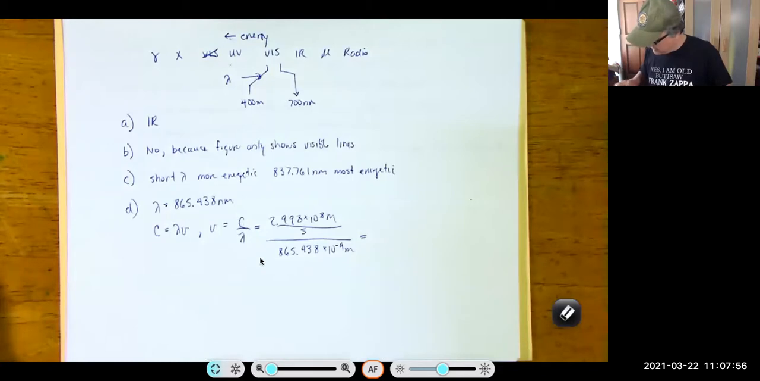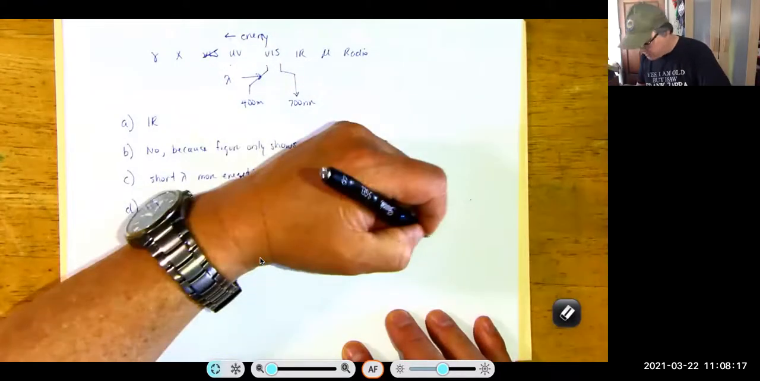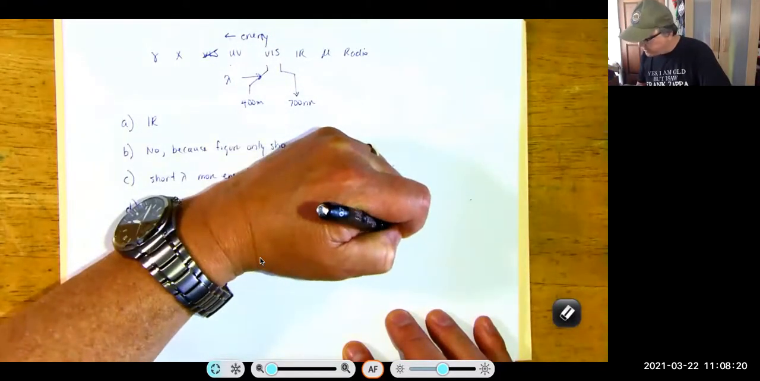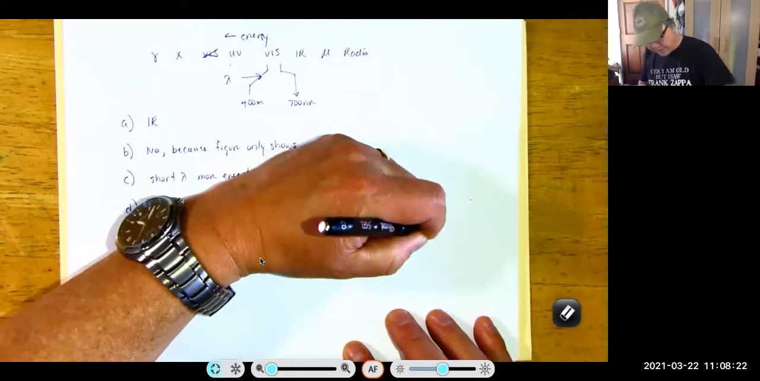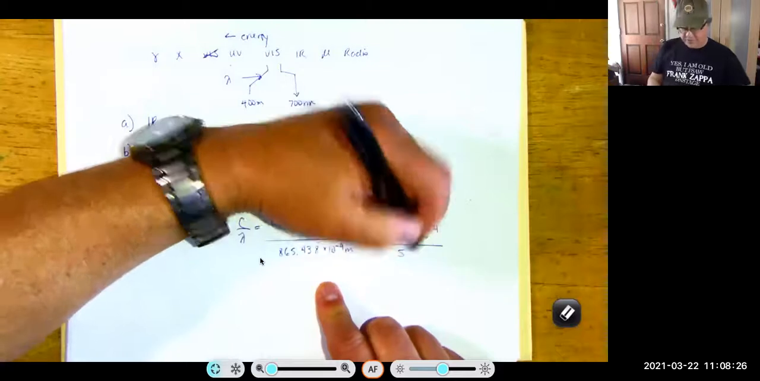2.998 times 10 to the 8 divided by 865.438 times 10 to the negative 9. And we get, to four significant figures, 3.464 times 10 to the 14 per second. So that's your frequency.